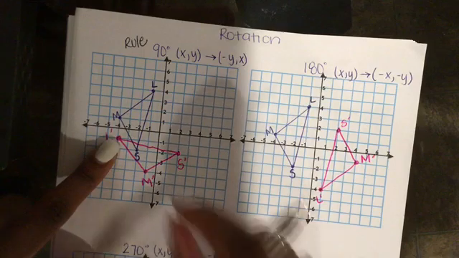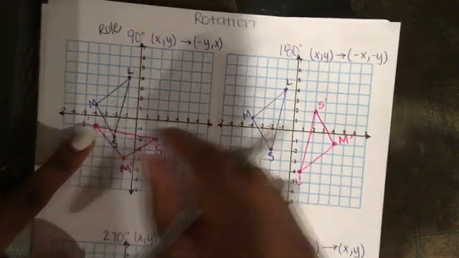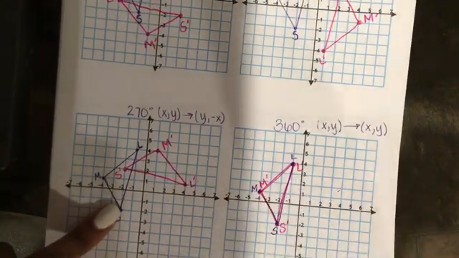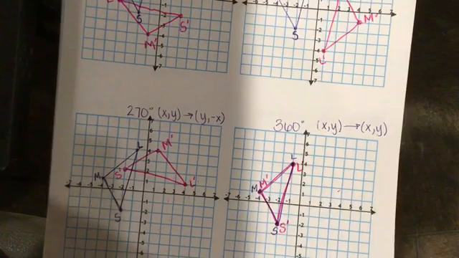Okay, so if you go back and look, this was turned 90. This one was turned 180. This one was turned 270. 360. All right, I want y'all to practice some of these on your own.